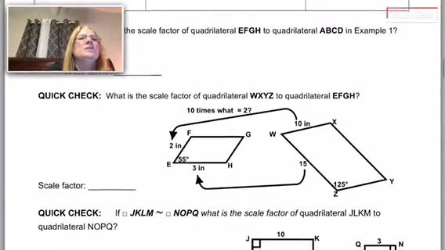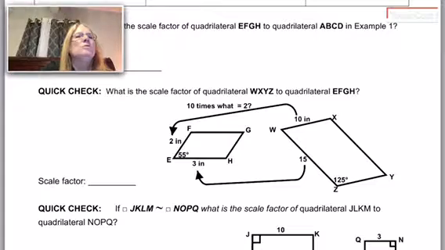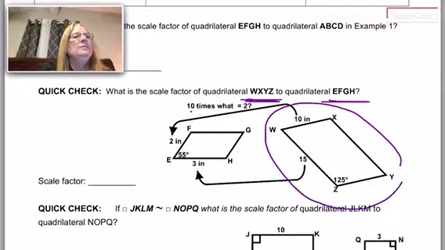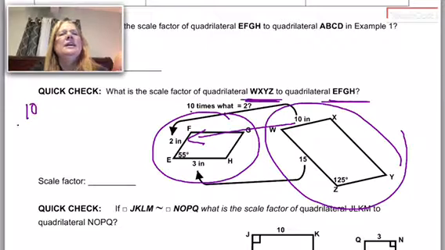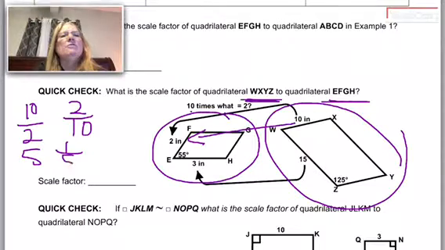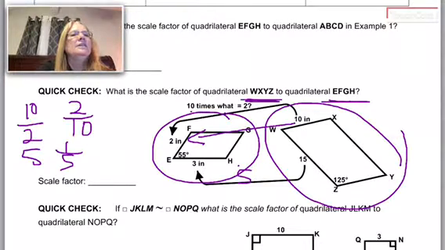Okay, so quick check. What is the scale factor of quadrilateral WXYZ to EFGH? So we are going from the big one to the small one. So again, 10 times 1 over 5 gives me 2. I have 10 over 2 or 2 over 10, which is 5 or 1 over 5. So 10 times 1 over 5 gives me 2. 3 times 5 gives me 15.